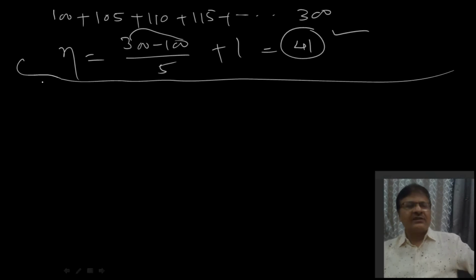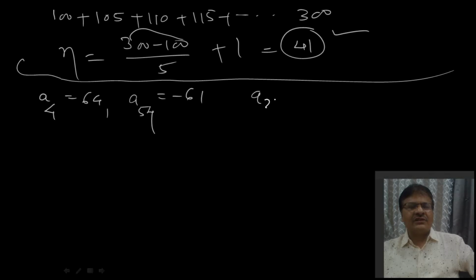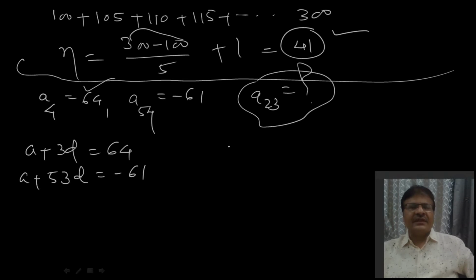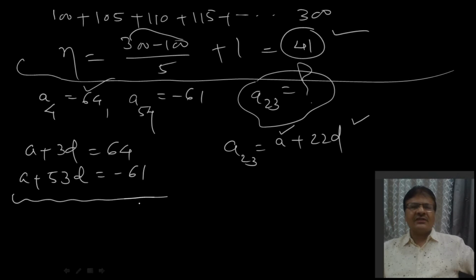Is that clear? Now the next question is, suppose the fourth term is 64 and the 54th term of an AP is minus 61, then what is the 23rd term? How can I determine the 23rd term? Now the fourth term is 64, so can I say a plus 3d, that is the fourth term, is equal to 64, and the 54th term is a plus 53d, that is equal to minus 61, and what do we want? A23. What is A23? A23 means a plus 22d. For that we require a as well as d. So we can solve these two equations in order to get a and d.